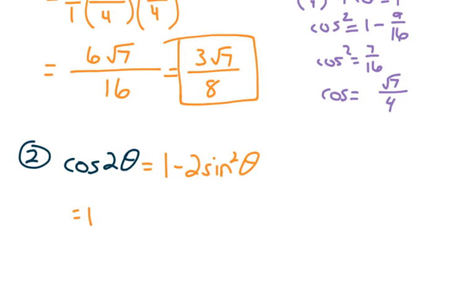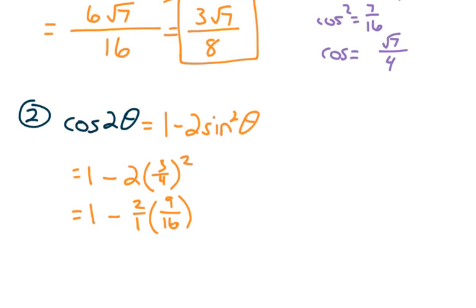So this will be 1 minus 2 times the sine, which was 3/4, so we'll go 3/4, and then we will square that. So this is 1 minus 2 over 1, 3 squared is 9, 4 squared is 16. So this will be 1 minus 2 times 9 is 18, 1 times 16 is 16. We'll need a common denominator here, so 16 over 16 for that one, minus 18 over 16 is going to be negative 2 over 16, which simplifies down to negative 1/8.